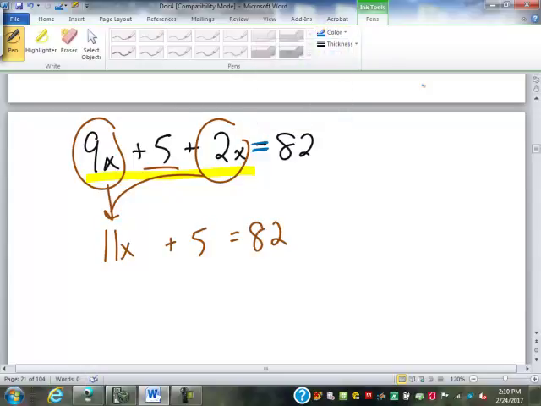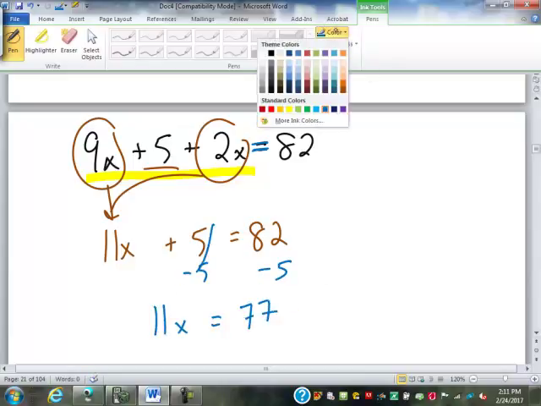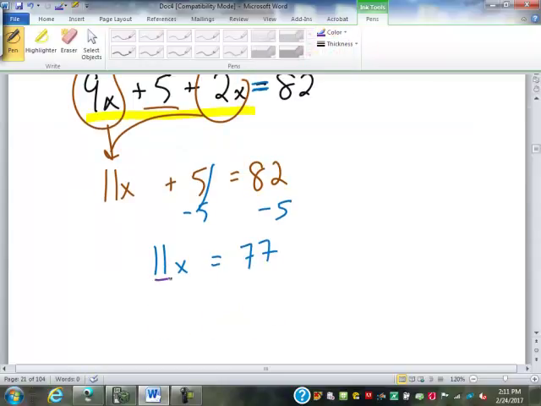So now then, we're in that two-step form. What are we going to do next? Subtract 5. Good. 11x equals 77. And then divide by 11. So x equals 7, since 77 divided by 11 is 7.